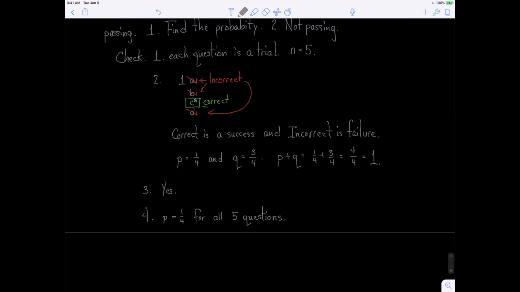All right, so with that, now we've laid the groundwork that, in fact, a multiple choice test is a binomial experiment. So we're going to stop here, and in the next video, we're going to find the probability of passing and the probability of not passing.